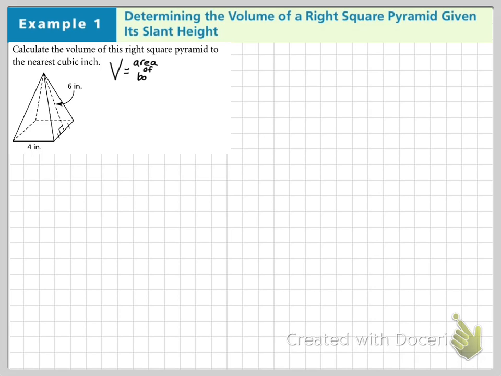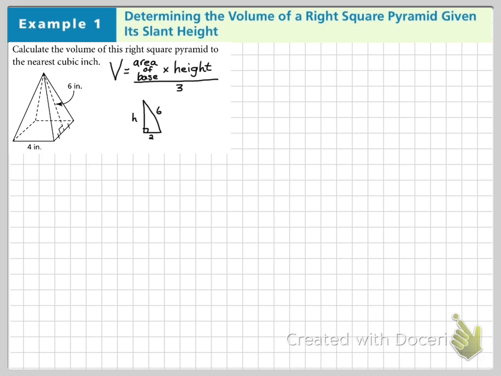In example 1, we're determining the volume of a right square pyramid given its slant height. So to calculate the volume to the nearest cubic inch, we're going to have to first of all say, well, the area of the base, I can figure that out, but the height, I don't have the height of the pyramid. I'm given the slant height. So the first thing we have to do is figure out what's the actual height of it.